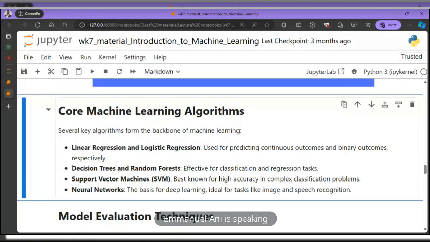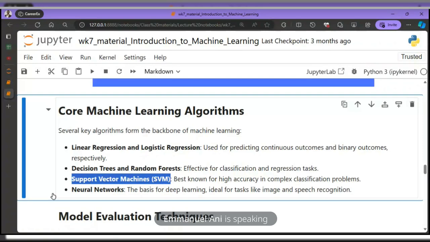Another one is decision trees and random forest. This is another machine learning algorithm that we are going to be learning as well, right? We have support vector machines. So this is another one again, right? So I think we also have other algorithms that we're going to look at, all right?